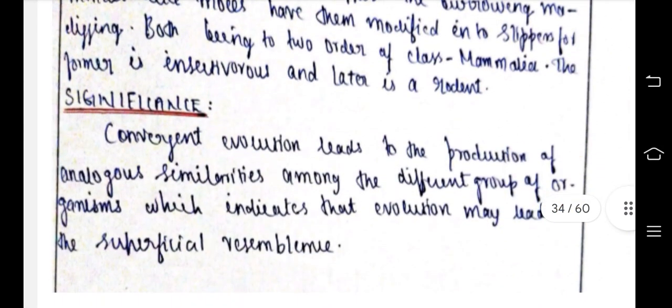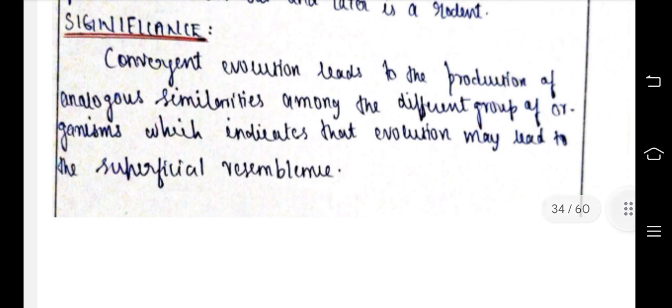Both are two orders of class Mammalia. Convergent evolution leads to the production of analogous similarities among the different groups of organisms, which indicates that evolution may lead to superficial resemblance.